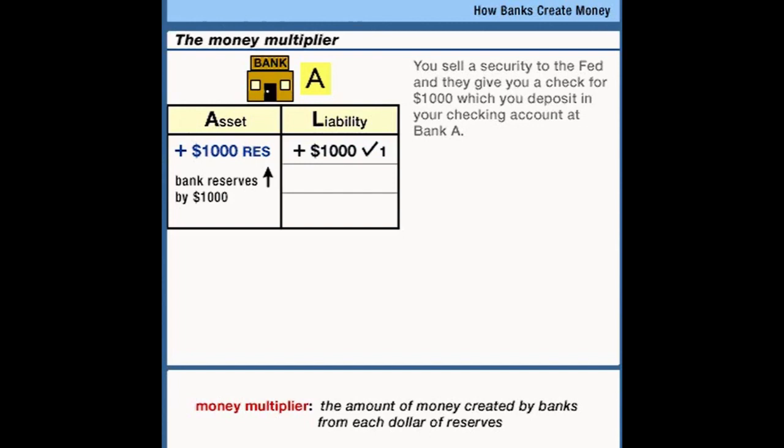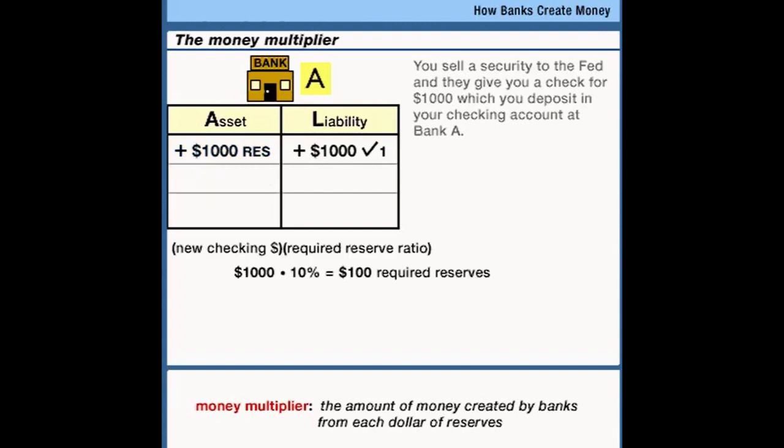Now, the bank has some thinking to do. It's got $1,000 in reserves, but only $1,000 new dollars in checking. So, since the bank only needs to hold a fraction of this as a legal reserve requirement, it can lend out the rest. And let's see how the bank does the calculation. The bank says to itself, we got $1,000 in new checking times a required reserve ratio of 10% means that we've got to hold $100 as required reserves. That means that if we subtract that $100 from our $1,000 of reserves, $900 of that reserve is lendable.